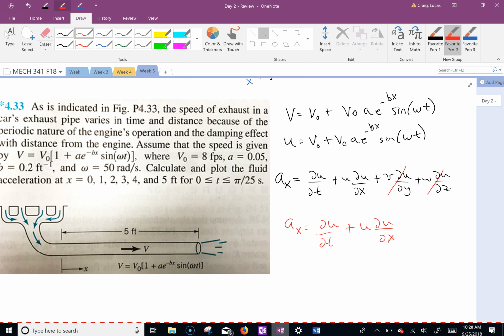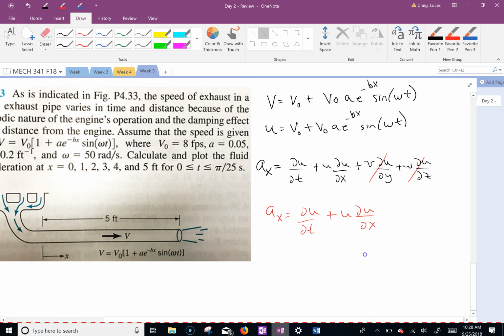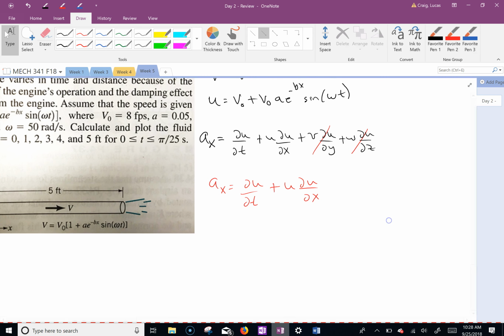So what you have to do now is take the partial of this equation with respect to t. What's that become? I believe it's still V naught A e to the negative bx times omega, times cosine omega t. There's no negative? Not for the derivative from sine to cosine. So V naught A e, yep.